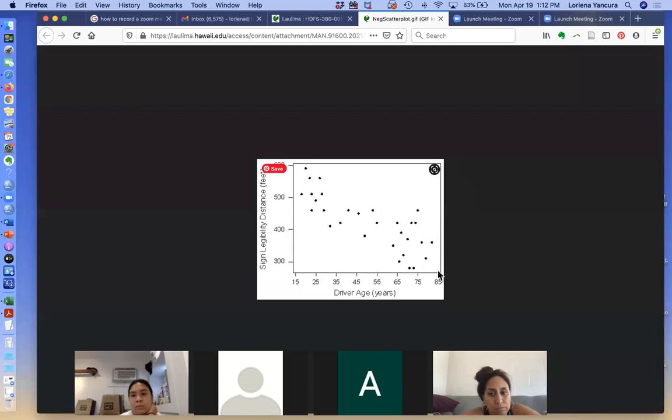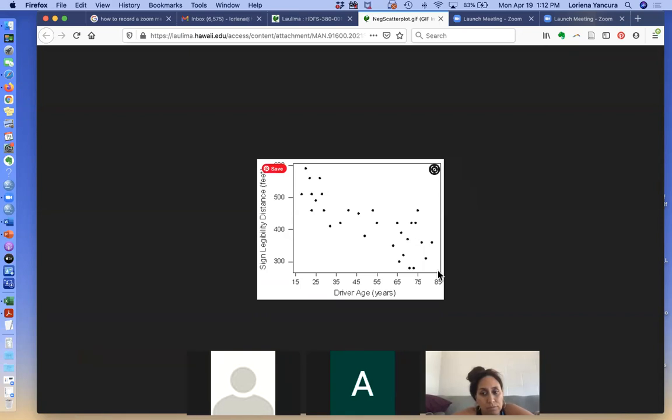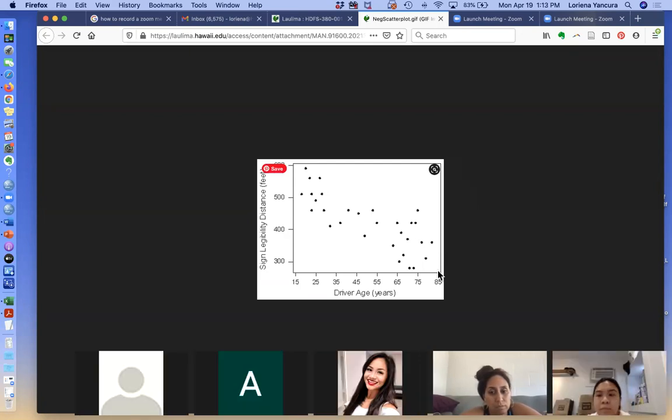So the distance that they can see the sign from has a negative relationship with the driver's age. The older the driver is, the shorter the distance. So the older people are less likely to see the sign, while the younger people are more likely to see the sign.